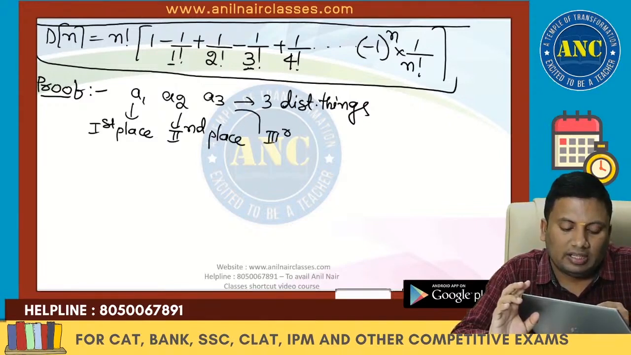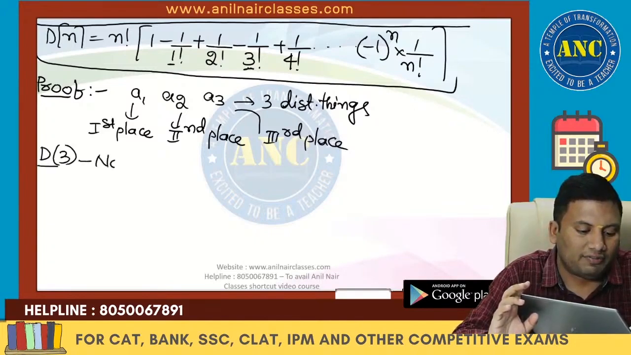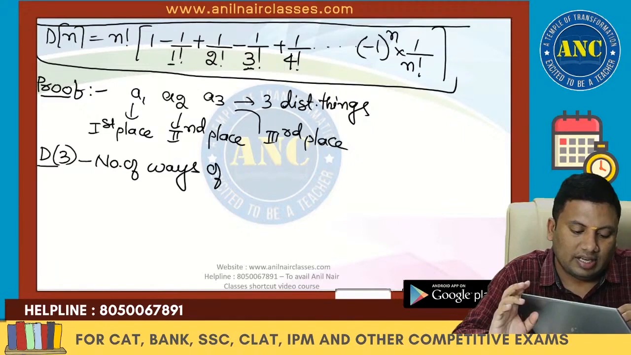A3 should be there in third place. This is the original arrangement, right? So I want D of 3. What is D of 3? Number of ways of arranging. Listen carefully, sir. Once you understand, it's easy.